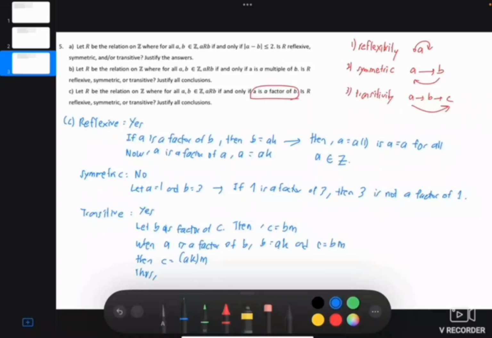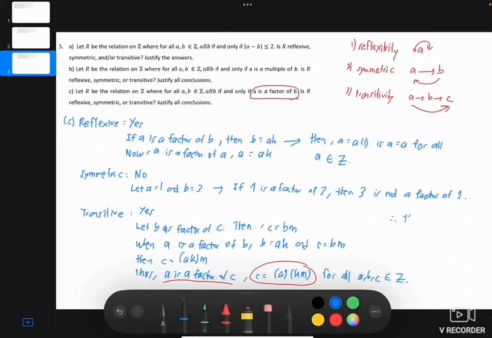Thus, we can clearly see that A is a factor of C, and C equals A multiplied by constant K multiplied by constant M for all A, B, C, which are elements of the set of integers. So since you can clearly see that A is a factor of C with this equation, we know that relation R in this question satisfies the definition of transitivity.